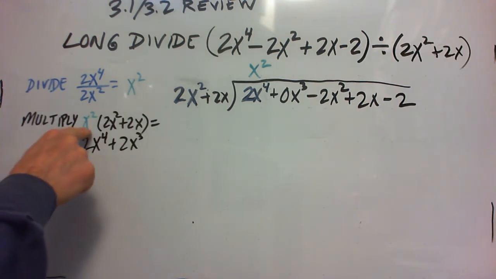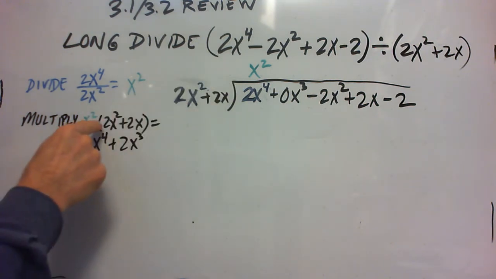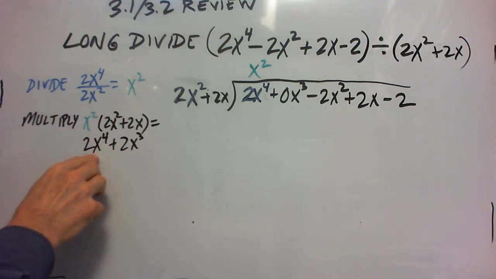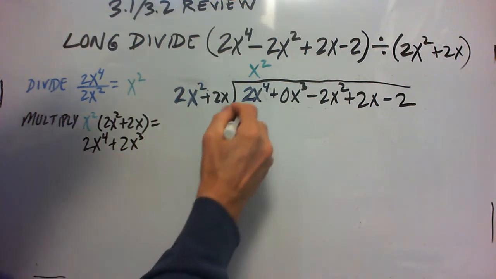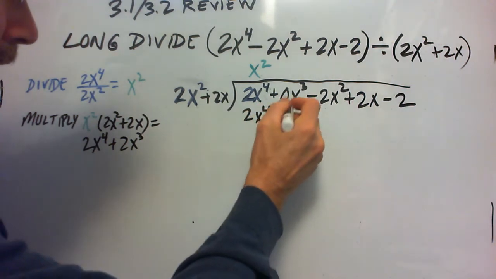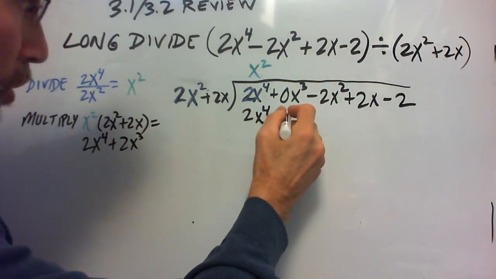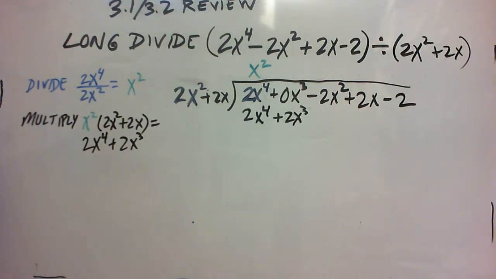Then we take that answer and we multiply by the divisor. X squared times the divisor multiplies out to 2x to the fourth plus 2x cubed, and we're going to put that right underneath those matching terms. Now here we have the 0x cubed term that we can then subtract from, and that's why we need it. And our next step is to subtract.